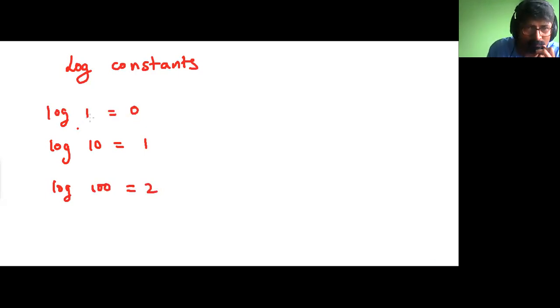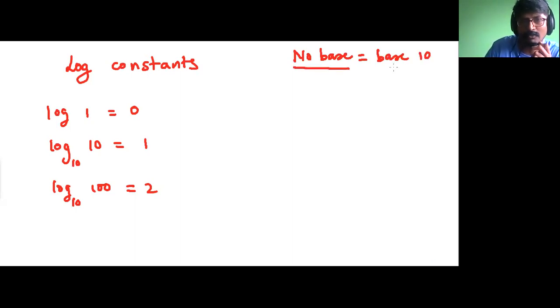See, did you notice something? Log 1 is 0, log 10 is 1, log 100 is 2. It's 10 power 0, 10 power 1, 10 power 2. When there is no base, that means the base is 10. If log is without a base, that means the base is 10. Remember that.